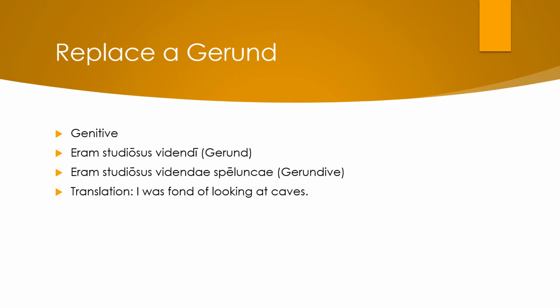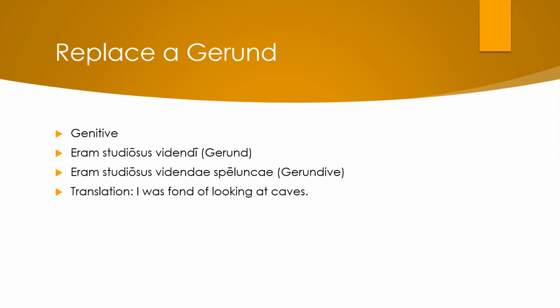In the genitive, if we had a gerund, we might see a sentence such as eram studiosus videndi, which would translate as I was fond of looking. If we wanted to know what we were fond of looking at, we would need to use a gerundive, which we see in the second sentence, eram studiosus videndarum speluncarum. This sentence is translated as I was fond of looking at caves. Notice that videndi and speluncae are in the genitive case because had this been a gerund, we would have used a genitive, and studiosus takes a genitive.